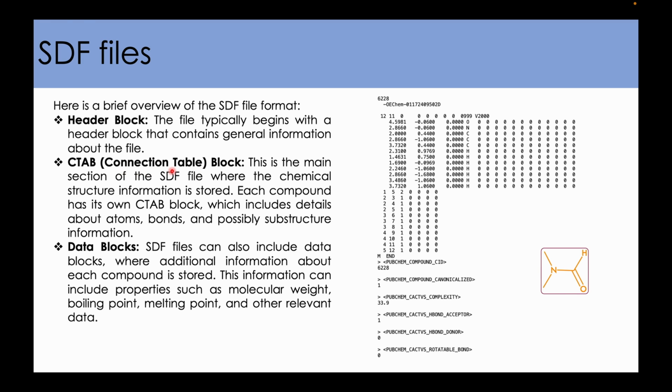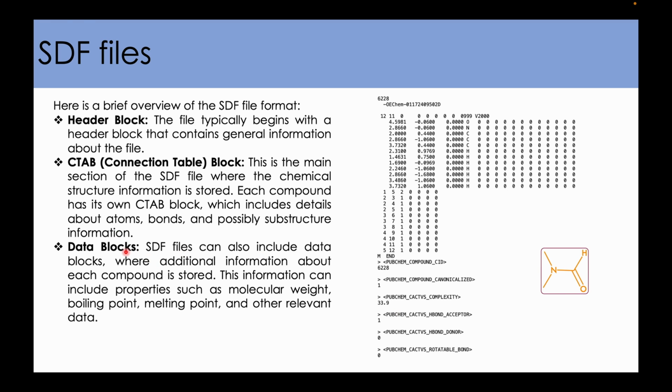The second one is the CTAB, or connection table block. This is the main section of the SDF file. So this over here is the connection table. Here the chemical structure information is stored. Each compound has its own CTAB block, which includes details about atoms, bonds, and possibly substructure information.